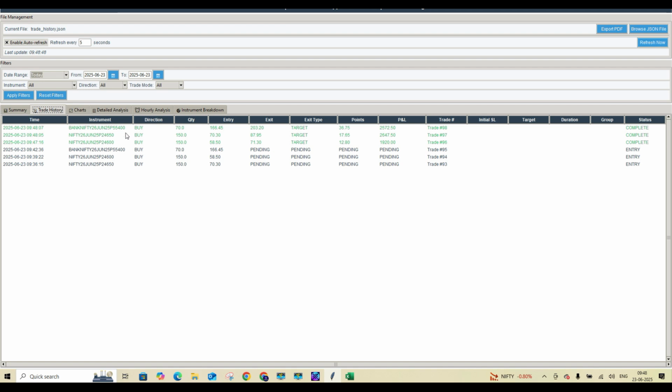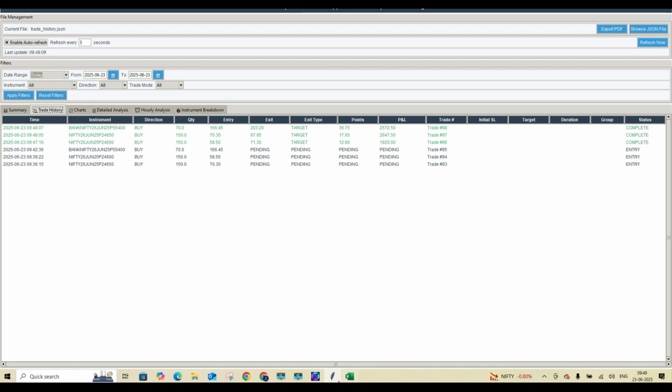And next we come to the Bank Nifty put option. Entry was at 166, exit was at 203. The target is hit with 36 points and 2500 plus profit. Yes guys, all three are in profit, hit with the target, not even a trailing stop loss. They hit the target.